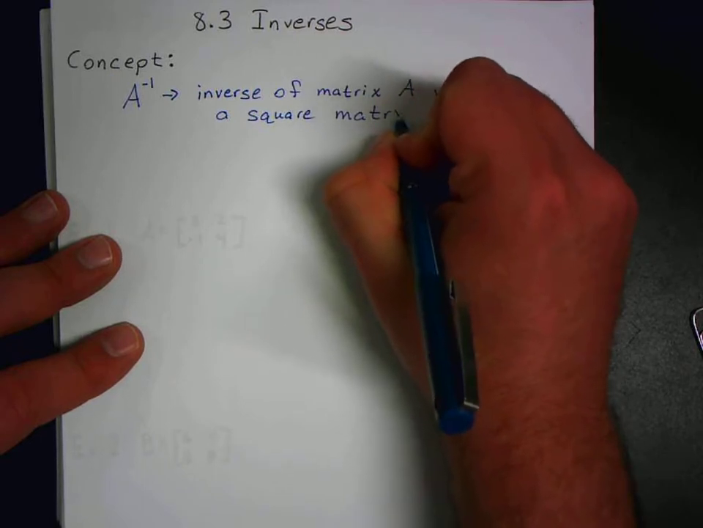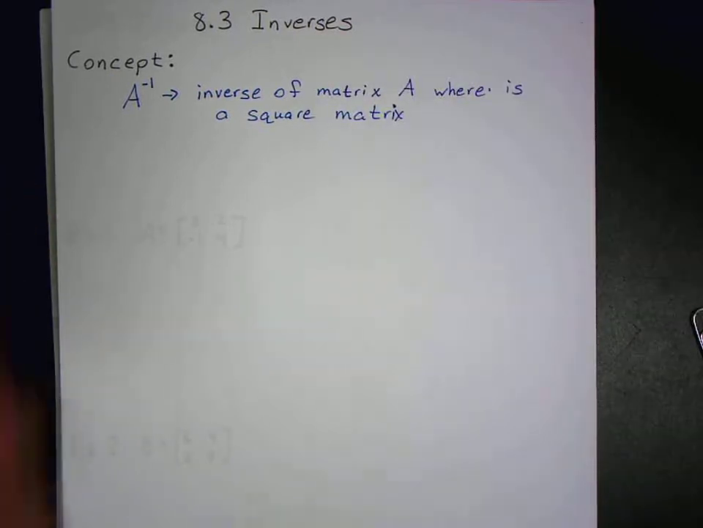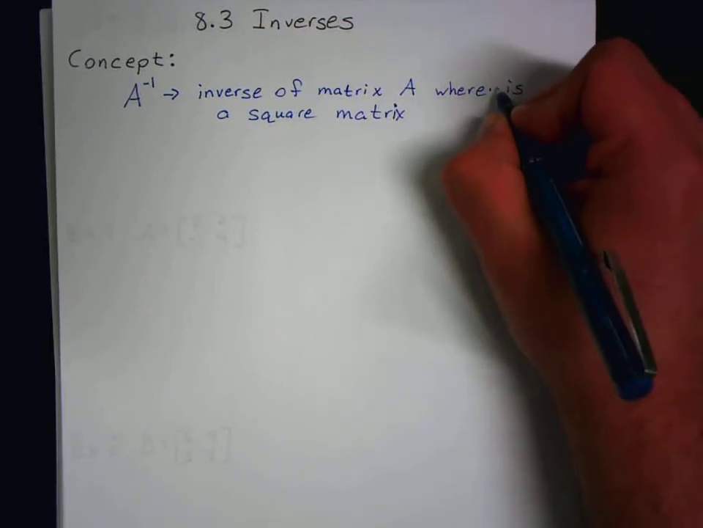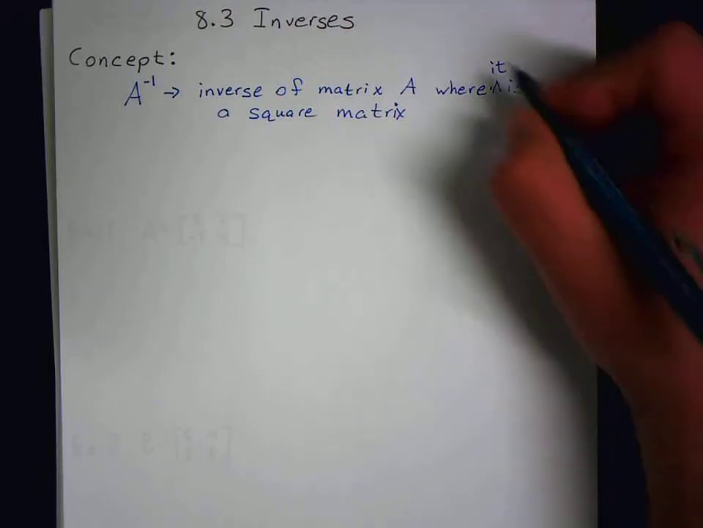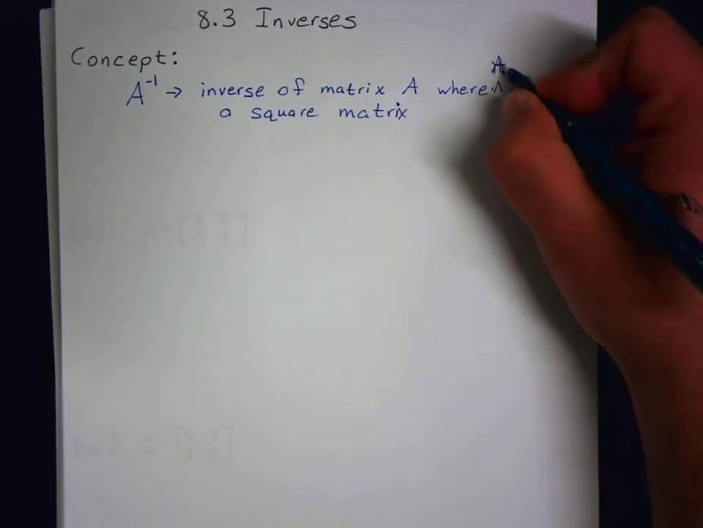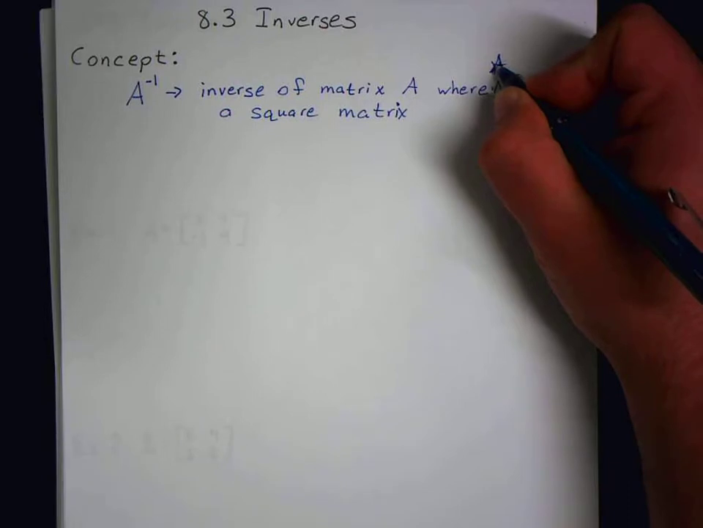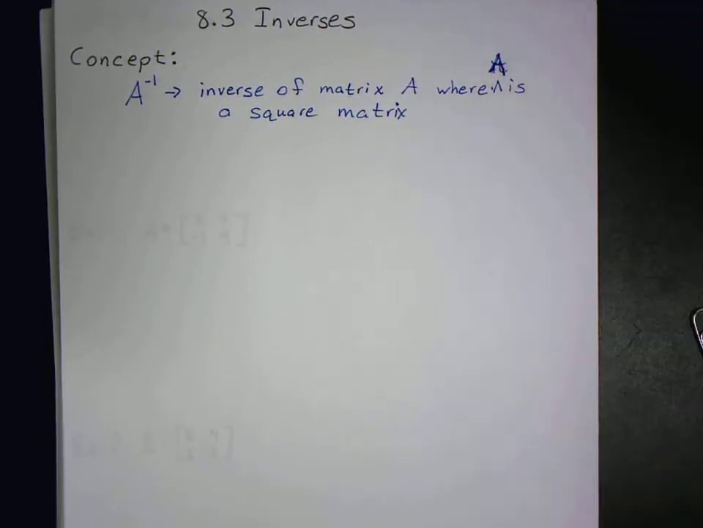Sorry, I got excited and started going way too fast without writing anything down. Where is A? Yeah, that doesn't make any sense. Where A is a square matrix.